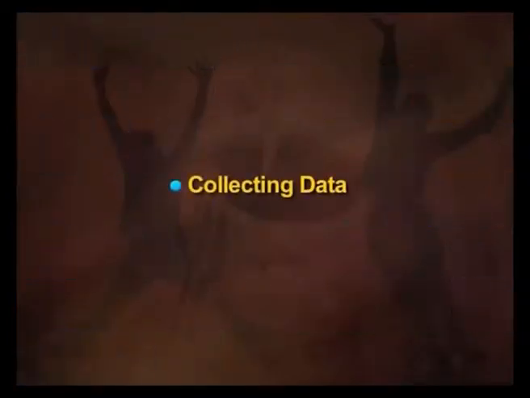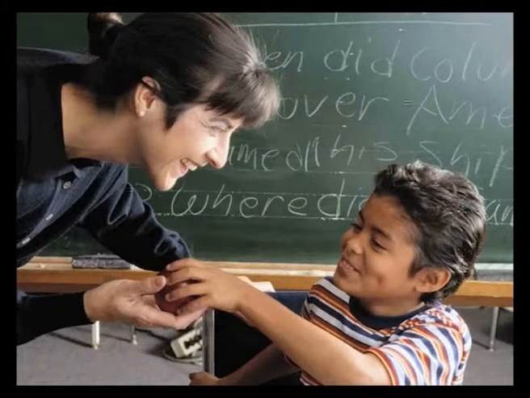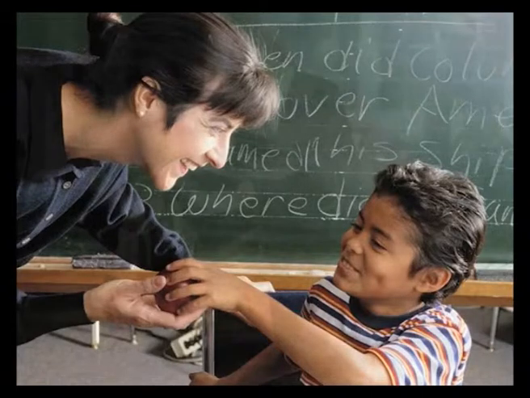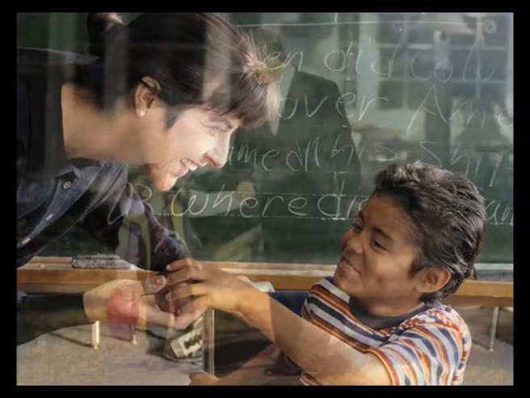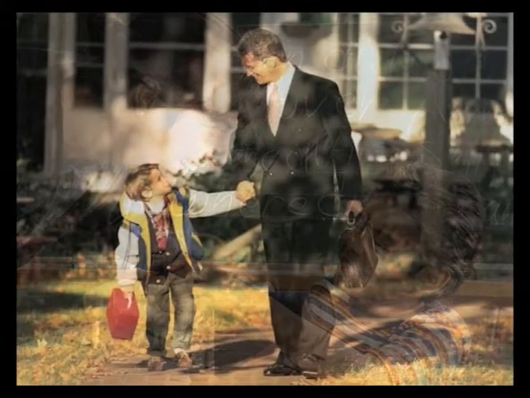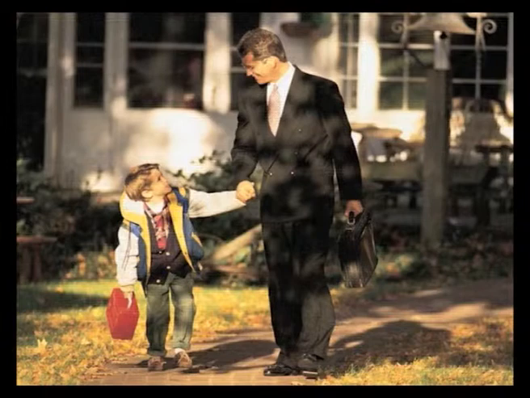A second method of collecting data on child development is to solicit information from people who know the child well. Child developmental researchers seek such information from family members, teachers, and peers such as friends and classmates of the child.